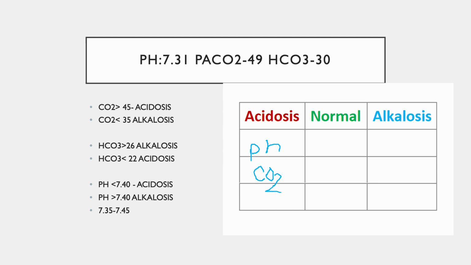And we're going to put that on the alkalosis side, because if the bicarb is greater than 26, it's going to be considered alkalosis. So we then want to look and see, do we have any two under the same column? And the answer is yes. We have the pH and the CO2. So the answer is respiratory acidosis, partially compensated. Why is it partially compensated? Because the bicarb is out of whack.